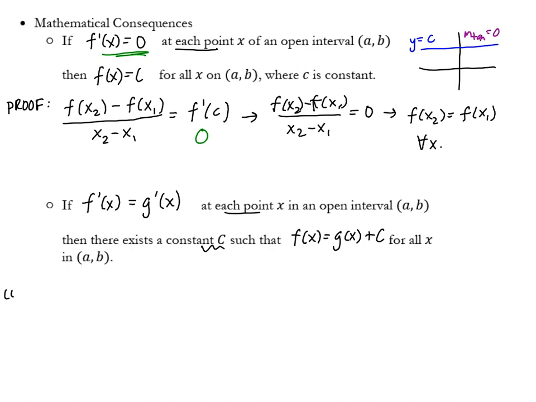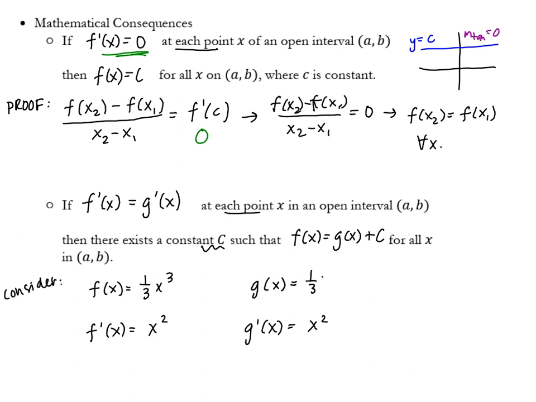So consider these just for example. Let's say we have some function f of x equals 1/3 x cubed. Well, the derivative of 1/3 x cubed is x squared. If we have another function, g of x, whose derivative is x squared, it must look kind of like this function f of x, right? The only way to get a derivative of x squared is if I have the term 1/3 x cubed. That's the only way. You can't think of anything else that when you differentiate it, you get x squared.